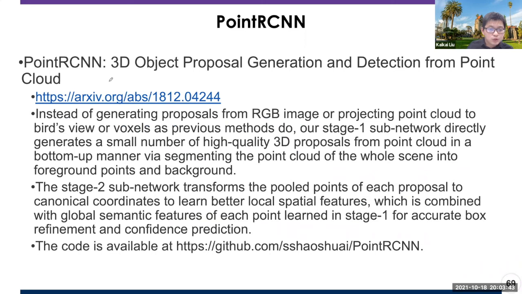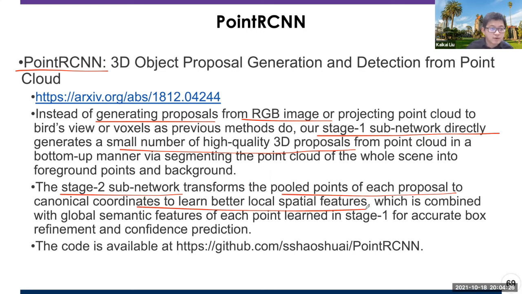Then another interesting work, right? It's actually better work. It's called the PointRCNN. This actually has a better solution than the previous Frustum PointNet. Instead of using RGB images to generate the proposals or do some projection, they're using a stage 1 subnet to directly generate high quality 3D proposals from the bottom up. It means that they just generate the 3D proposals. Then they have a stage 2 subnet that transforms the points of each proposal to canonical coordinates to learn better spatial features.